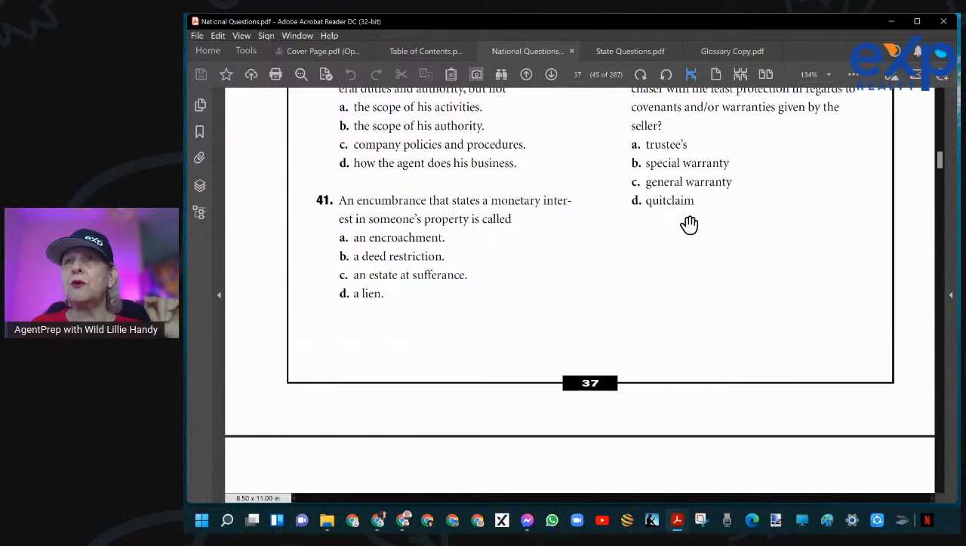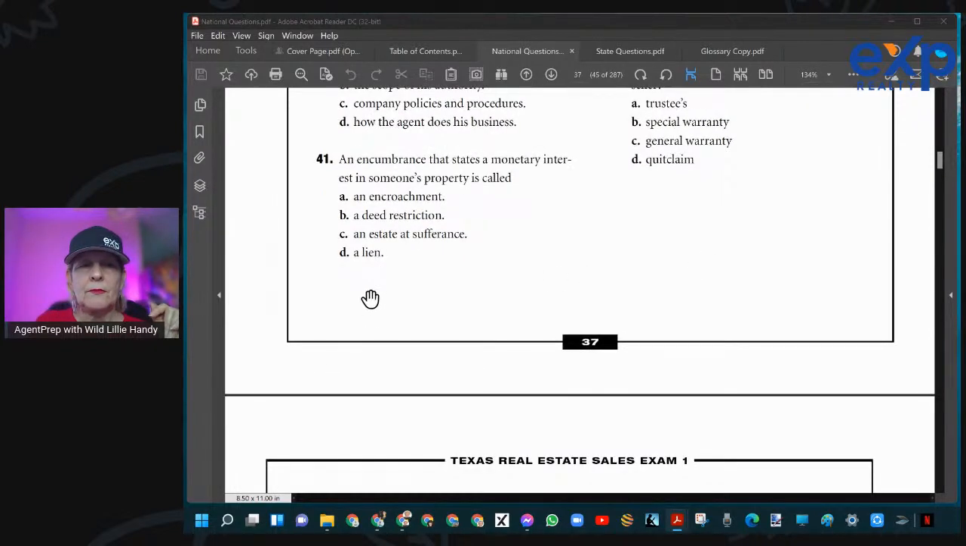Okay, national questions, number 41. So put your thinking cap on answering questions. We'll review how to understand the question and the answer. So an encumbrance that states a monetary interest in someone's property is called what? So encumbrance, vocabulary. Okay, monetary interest, vocabulary. See how important vocabulary is? So what is an encumbrance that states a monetary interest in someone's property?